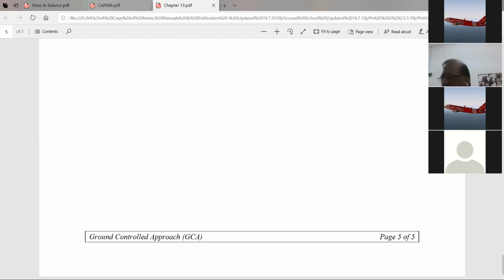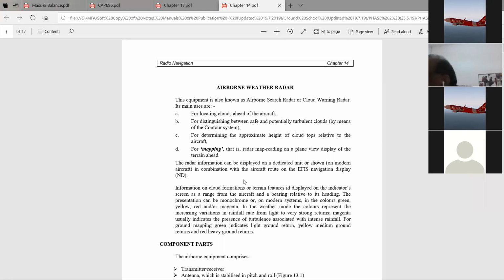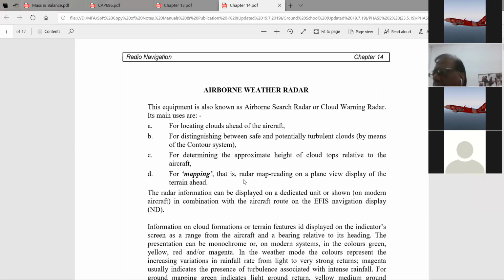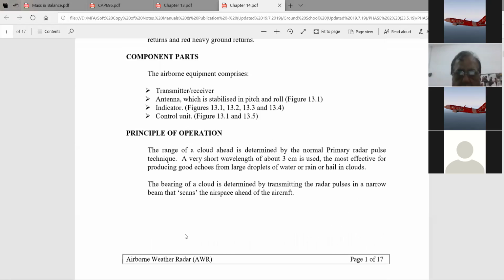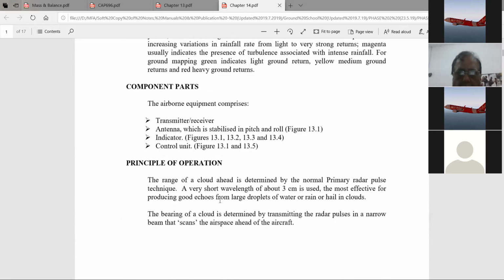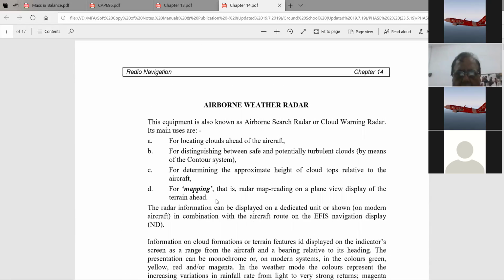Airborne weather radar, page 1. Chapter 14, sir. Is it chapter 14? Okay. I think it's chapter, as per my record, I don't know. These books are slightly different. Yeah, airborne weather. Okay, sir. There we are. Can I control them now? Sure, sir. Can you move the cursor? Okay, you're controlling.